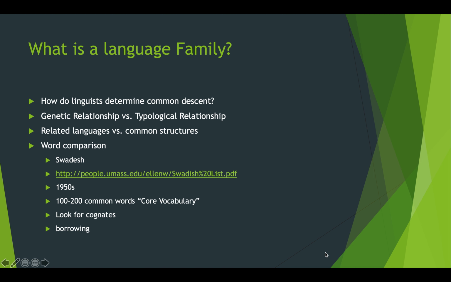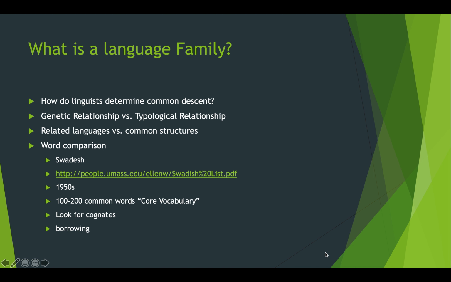For example, every language on earth has verbs. So you cannot say that language A and language B are related to each other just because they both use verbs, because every language uses verbs. But there are some typological, some classificatory things in languages that can help determine if languages are related if we can't build that genetic relationship and show that over time these people were related to each other. So this is the difference between related languages and common structures in languages.